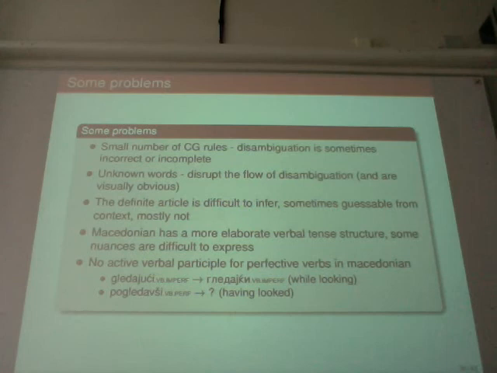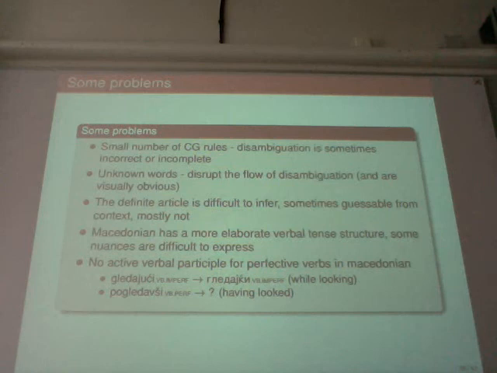So, the common problems. We have a relatively small number of CG rules, so disambiguation is sometimes incorrect and incomplete. The coverage of the lexicon is very low, so unknown words can disrupt the flow of disambiguation and lead to other kinds of problems. The definite article, except in the cases when we could infer it, is really not possible to determine clearly when it should appear.